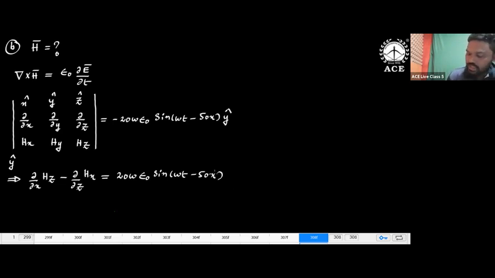Beta, see here. Right side, which variation are you having? Right side you are having, just a minute, beta.